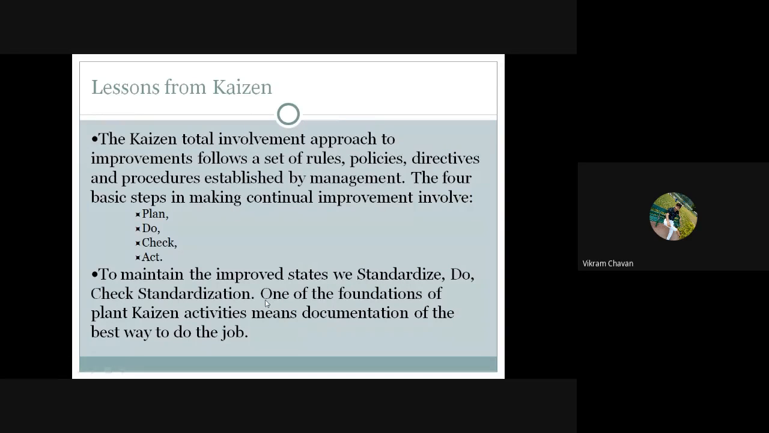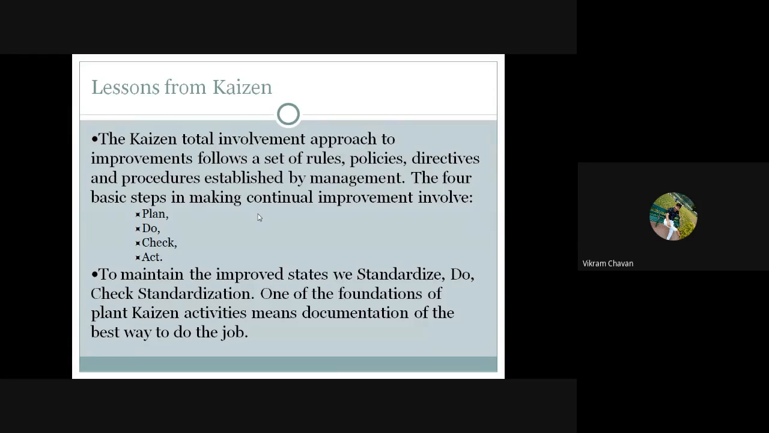One of the foundations of plant Kaizen activities means documentation of the best way to do the job. This is the foundation. We have to make a document for the things. Take the required photographs, or sometimes you require videos. You have to capture video of that particular process, and how one can improve or how one can standardize the process.